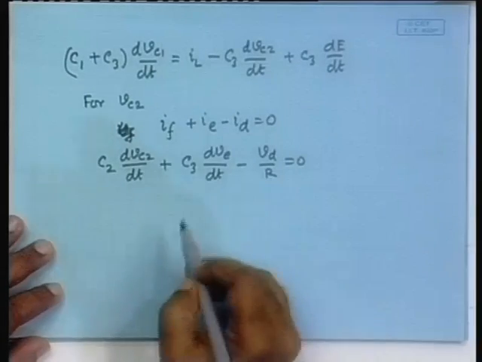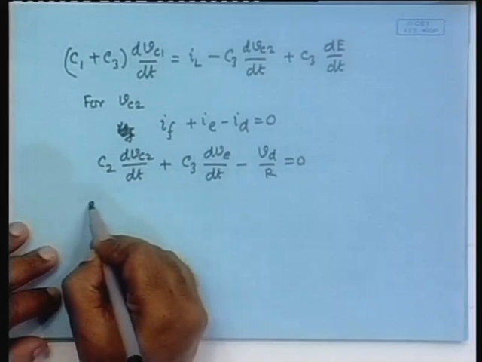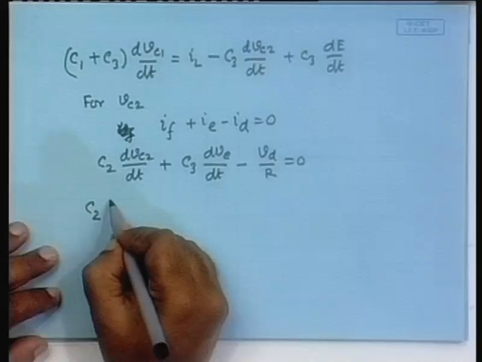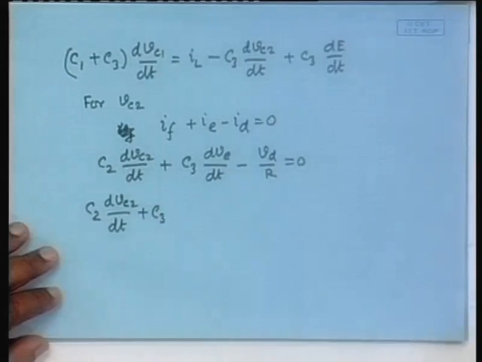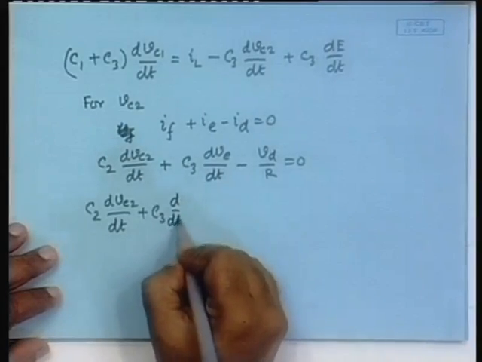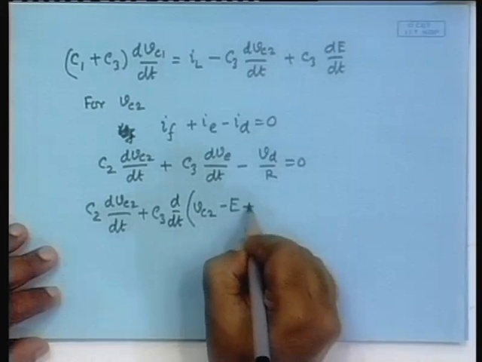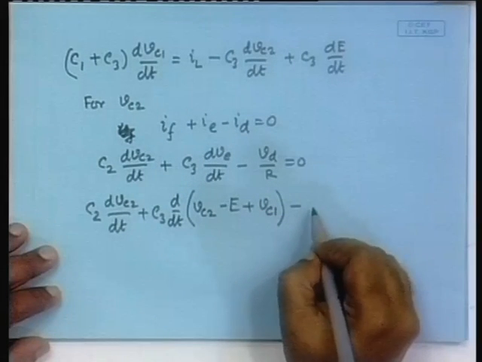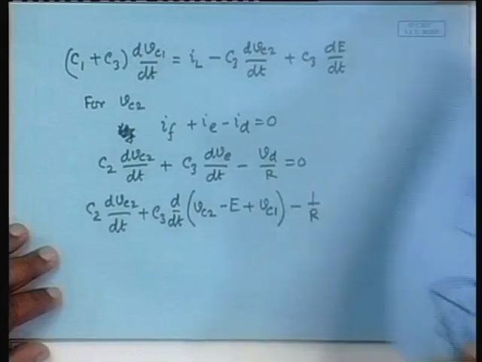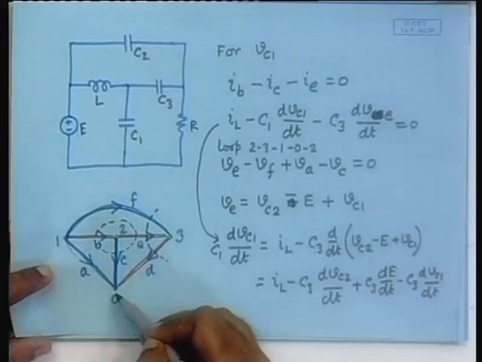So, we can simply substitute it here. Again, we will keep this one this side. So, C 2 d V C 2 d t plus C 3. We know what V E is, we will substitute it here. d d t of this whole thing V C 2 minus E plus V C 1 minus 1 by R. V D is then V A minus V F.